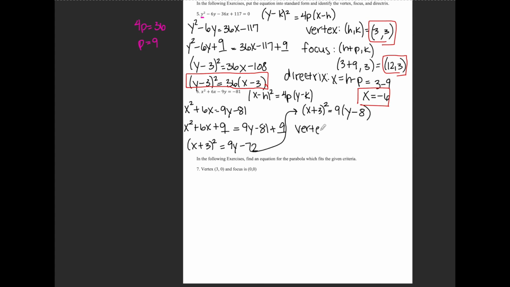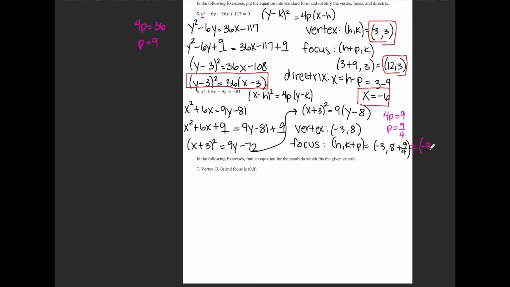My vertex is (h, k), which in this case is (-3, 8). I need to figure out that p value, so I know that 4p is equal to 9, which means p is 9 over 4. The focus is (h, k plus p), which in this case will be (-3, 8 plus 9 over 4).